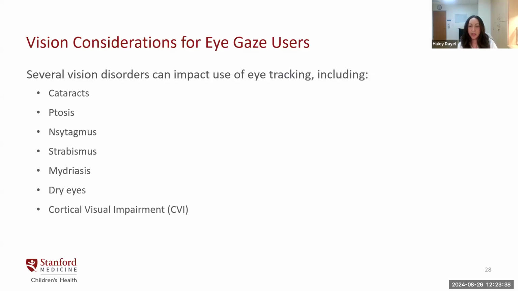So for people who have cataracts, this can affect the way that light enters the eye. So one thing that we might consider doing is configuring the eye tracker to track the better eye if there's one that's less affected by cataracts.